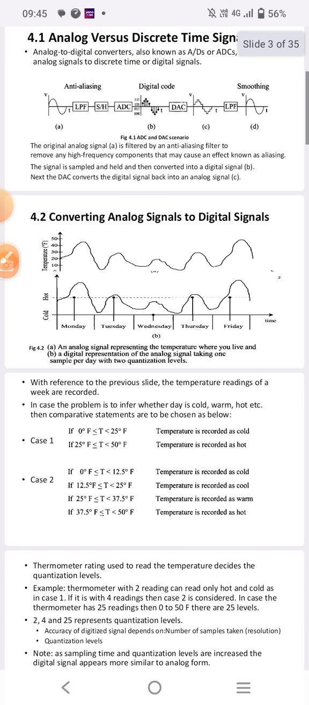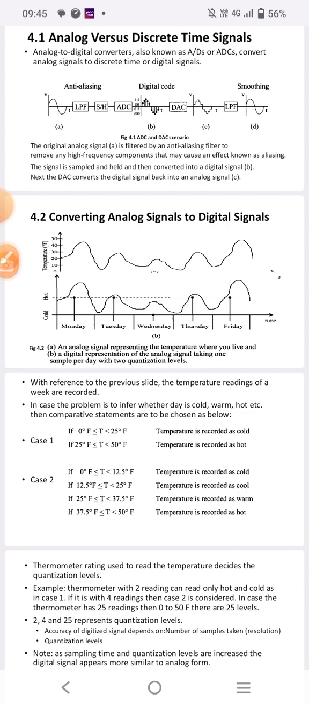This we can explain considering a real time scenario. Suppose we give an example. We have a problem where we want to see the weather report of one complete week, wherein we will be taking the readings every day, whether it is hot or cold, that we want to find out. So, in order to do that, what all things are required?